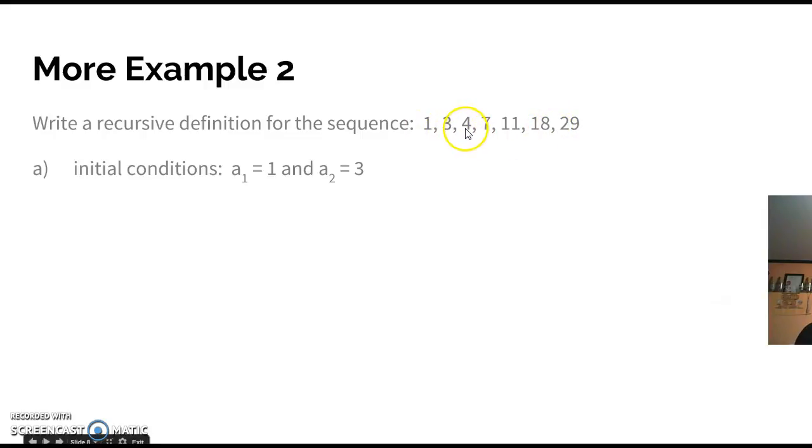1 and 3, 4. 3 and 4, 7. 4 and 7, 11. 7 and 11, 18. 11 and 18, 29. So in this case, we set our initial condition for 2 terms, not just 1. Our recursive formula: the nth term is the sum of the 2 terms previous to it. So n minus 1 would be the term right before the nth term, and n minus 2 would be the term previous to that.